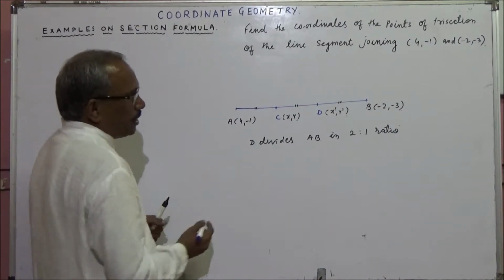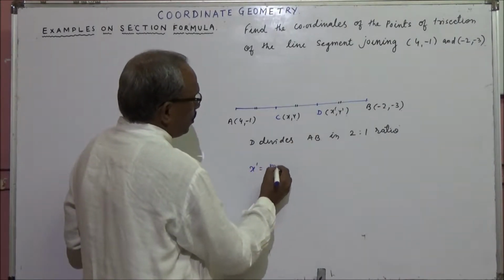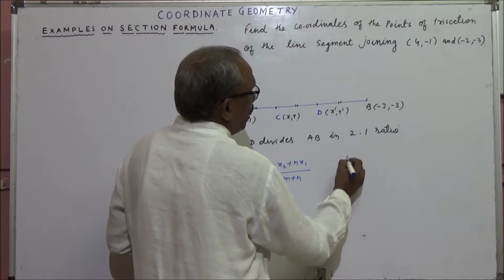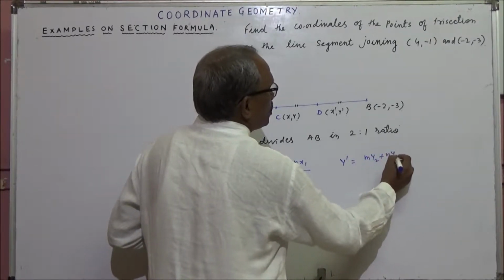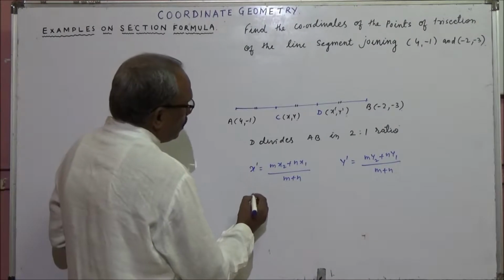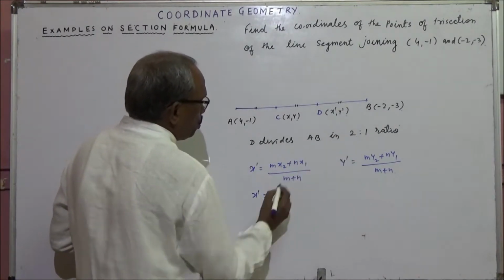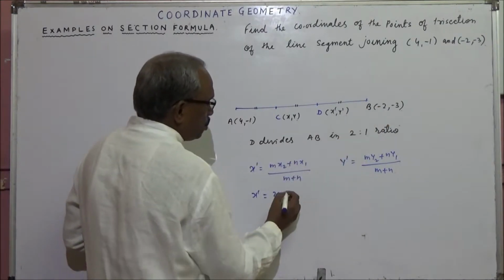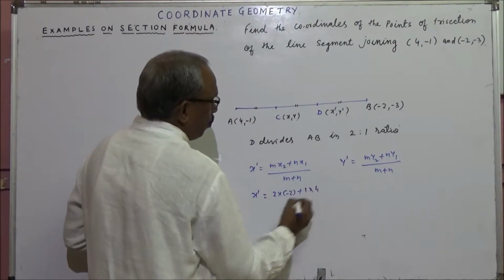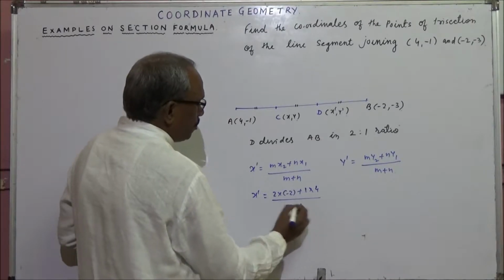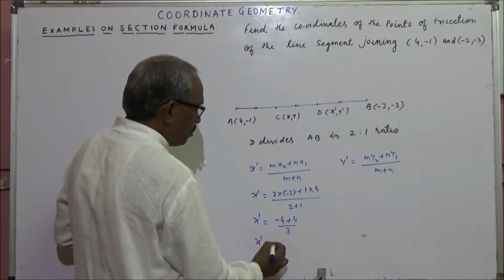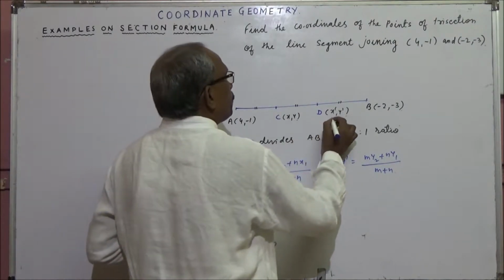So therefore let us calculate x' is equal to (mx2 plus nx1) upon (m plus n), y' is equal to (my2 plus ny1) upon (m plus n). So x' is equal to m is 2, 2 into x2 means minus 2, plus n is 1, 1 into this is 4, upon 2 plus 1. So x' is equal to (minus 4 plus 4) upon 3. x' is equal to 0.